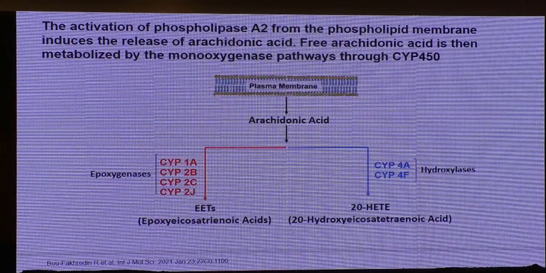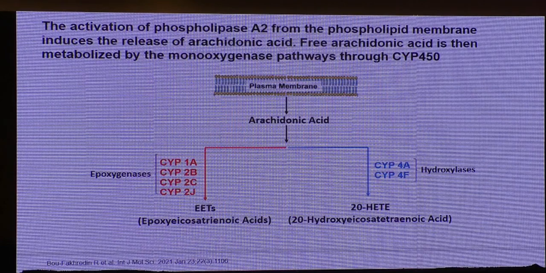How does it work? We know that the activation of phospholipase A2 from the phospholipid membrane will induce the release of free arachidonic acid. Now this free arachidonic acid is then metabolized by the monooxygenase pathway through cytochrome P450, and specifically through two subfamilies of the cytochromes. On the blue side, you can see that it's metabolized by cytochromes 4A and 4F, which belong to the hydroxylases, to produce a metabolite that we call 20-HETE. And on the red side, you can see that it can also be metabolized by cytochromes 1A, 2B, 2C, and 2J, which belong to the epoxygenase family, to produce another metabolite known as EET.